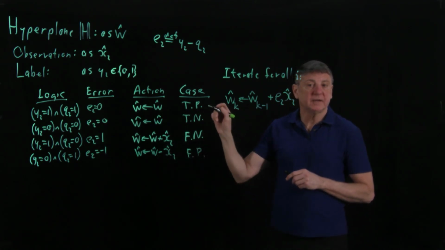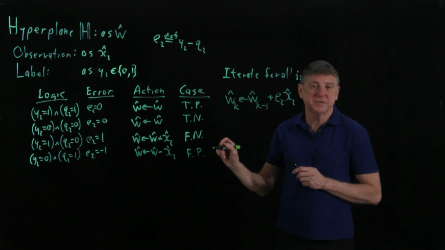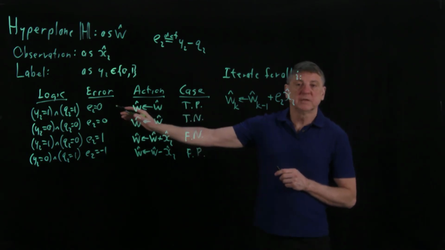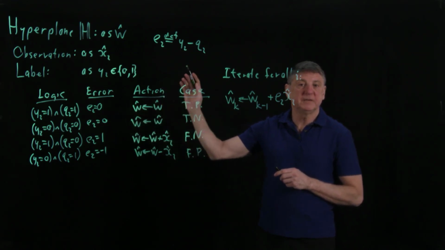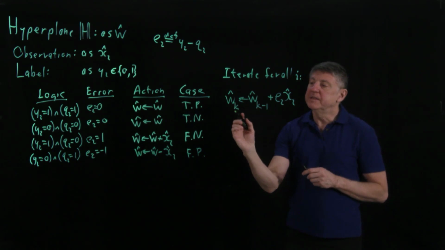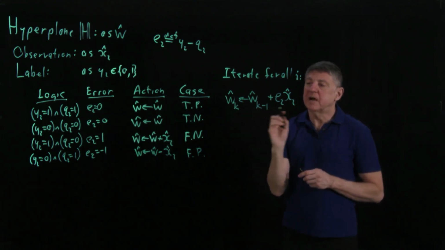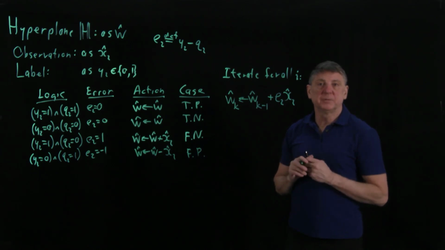We can tie that to the 4 cases that come out of a confusion matrix or contingency table, and we can relate that to the error that we have, the error being the difference between the label and the classification. So this algorithm, this update method, now gives us a way that we can implement the perceptron rule.